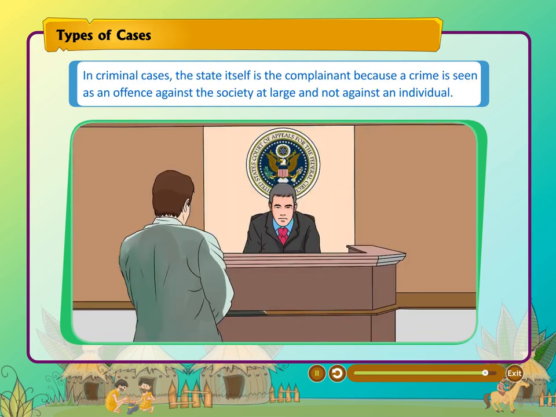In criminal cases, the state itself is the complainant because a crime is seen as an offence against society at large and not against an individual.